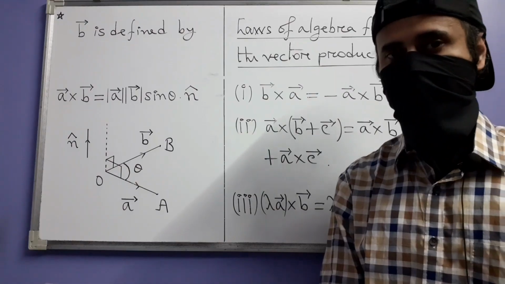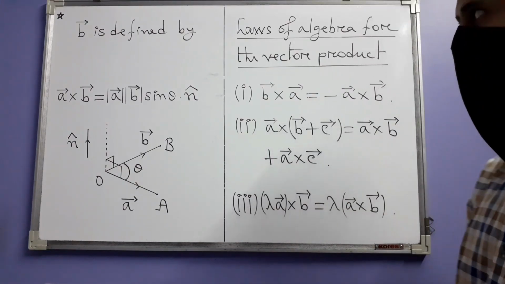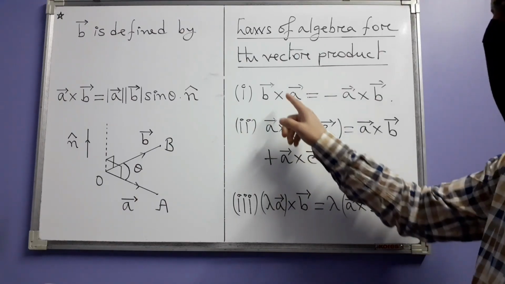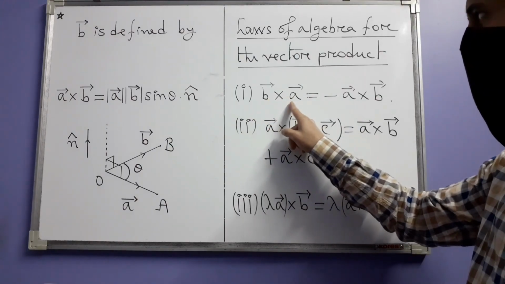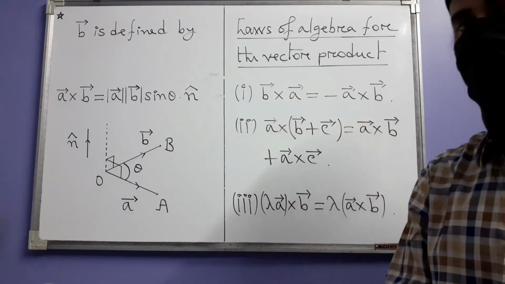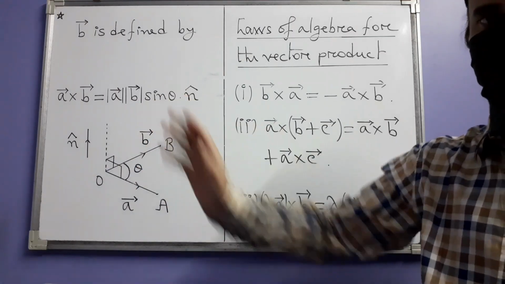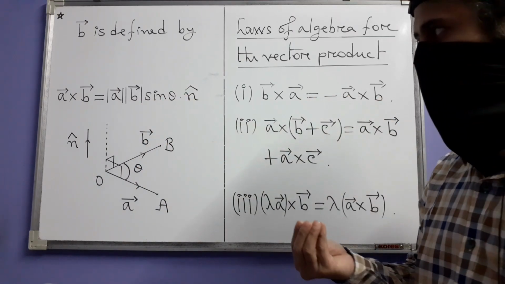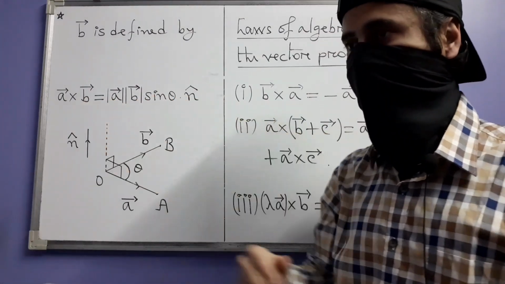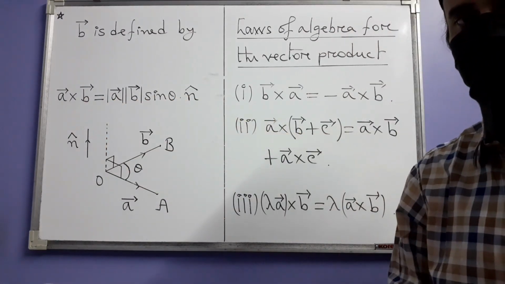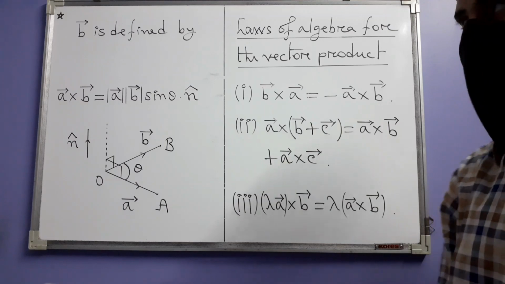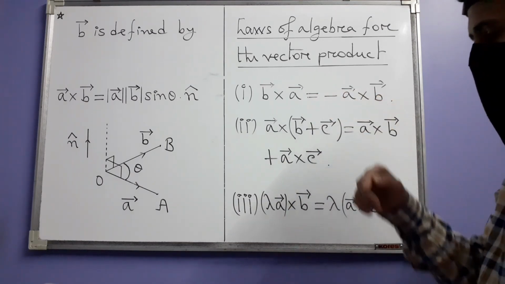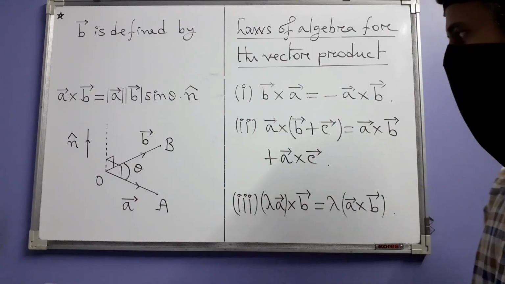Just like we have laws of algebra for scalar product, we have laws for the vector product as well. The first one says that B times A equals minus of A times B, the thing that I was talking about just now. One can express this by saying that the vector product is anti-commutative. It's not commutative, but specifically because of this thing, it's called anti-commutative.